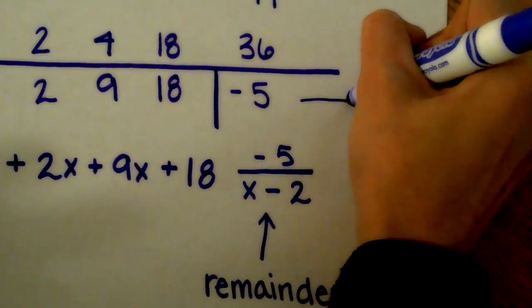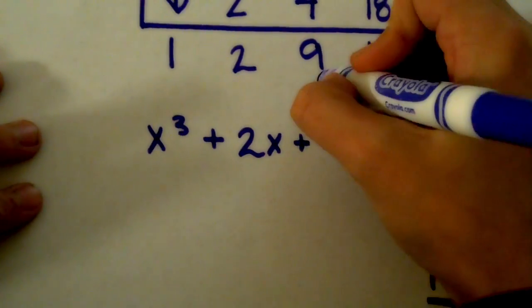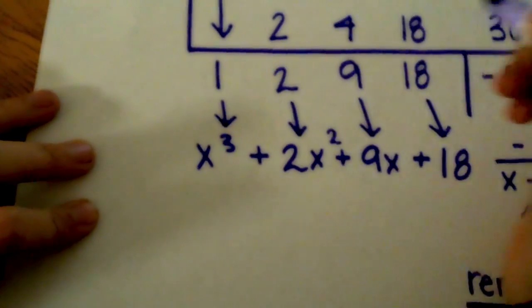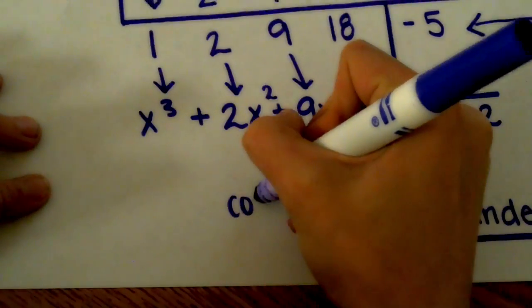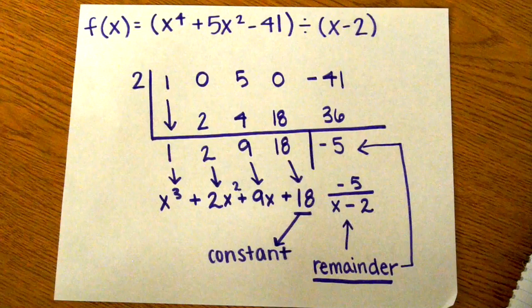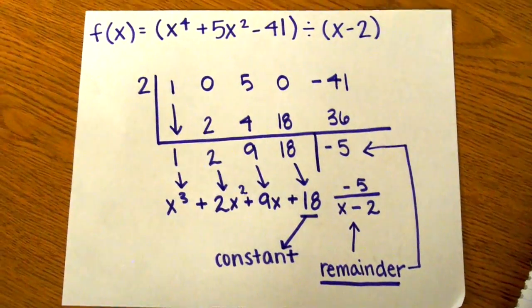And you can section it off if you'd like, and then you can just bring down the other numbers straight down. And so the last number becomes your constant, and then from there you can just build the powers up and go to the 9x, the 2x squared, and the x to the power of 3.